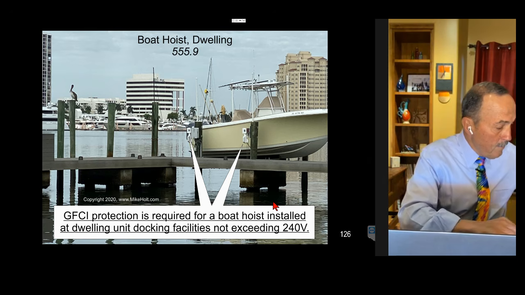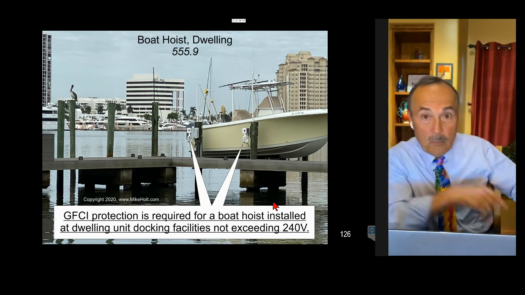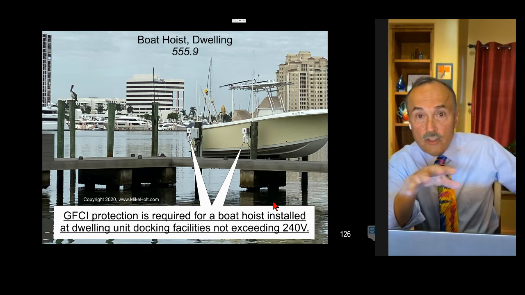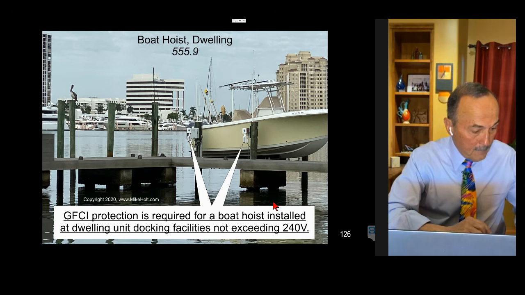2020 code, but they really changed the numbering systems. So here's what it says. I'm going to read to you what it says. Now, there's no change between the 2017 and 2020, just that it's relocated to a different location.